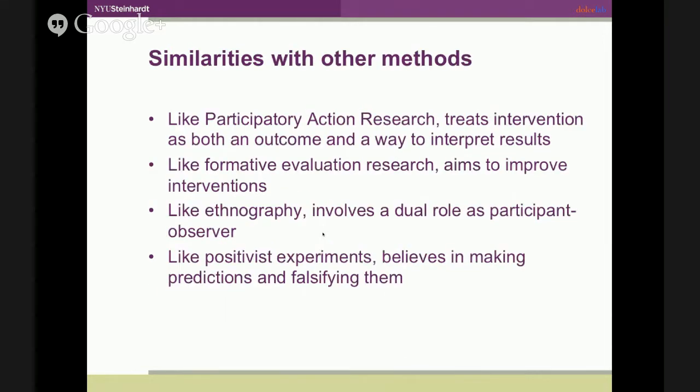As you've already heard, there are some similarities between DBR and other research methodologies like participatory action research. There's a sense in which the intervention is the outcome. Like formative evaluation research, there's an improvement goal. Like ethnography, there's a participant and observer kind of stance, and like positivist experimentation, there's an orientation towards building falsifiable propositions.